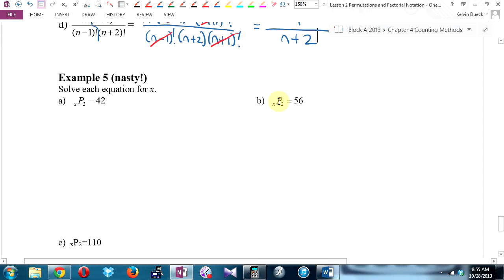Example 5. Cole, what did I write in brackets, example 5? I should have also written, I like this question. Cole, why would I say that?